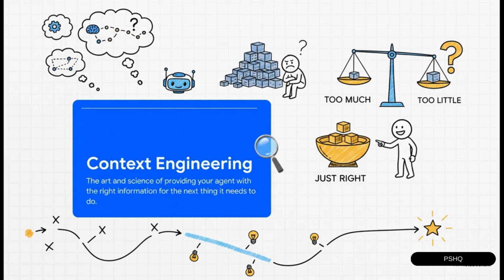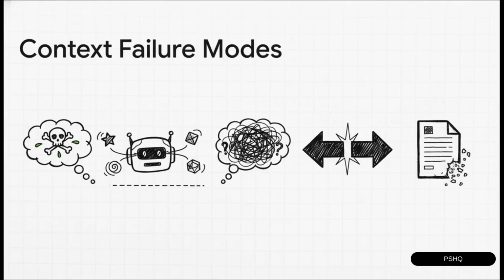It's kind of like a Goldilocks problem, you know? Give it too little information and it's useless. Give it way too much and it gets confused or distracted. Context engineering is the art of getting it just right, using all the tools in our toolbox like prompt engineering, RAG, and tool calling. Now, to get context right, you've really got to understand all the ways it can go wrong.